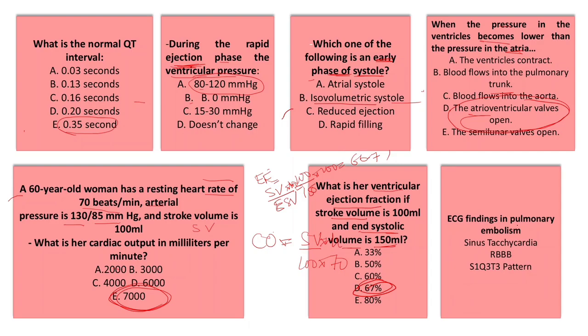ECG findings in pulmonary embolism: sinus tachycardia, right bundle branch block, and S1Q3T3 pattern. This is very important. S1Q3T3 pattern.